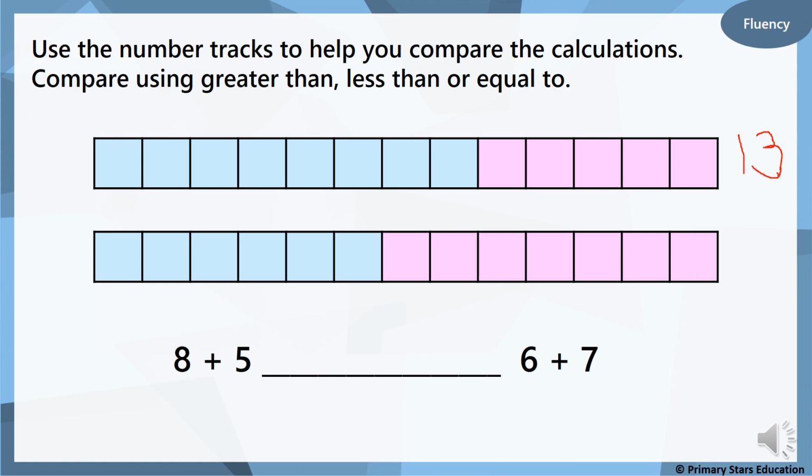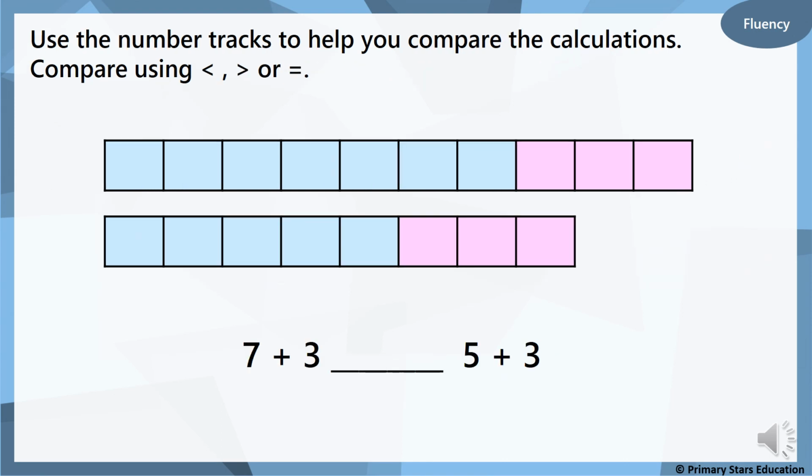Oh, hang on a minute. What do you notice? They're the same. So the words we are going to write are going to be equal to. And we write that in the gap. So 8 add 5 is equal to 6 add 7.